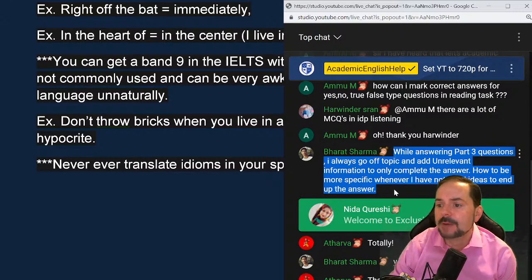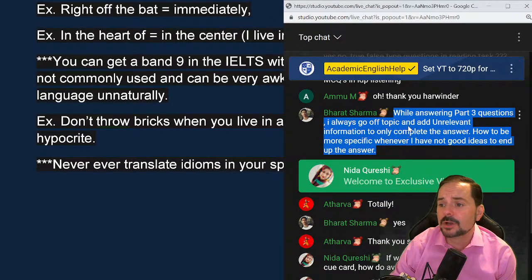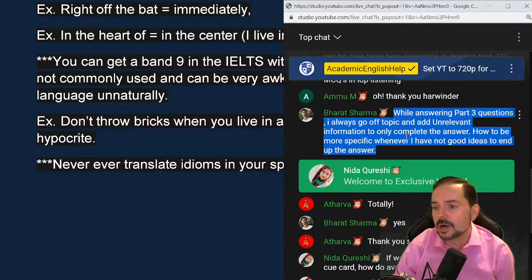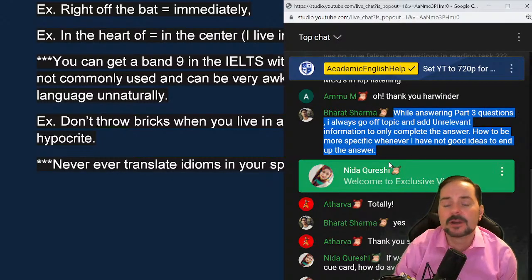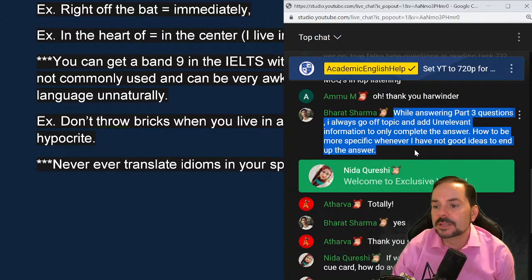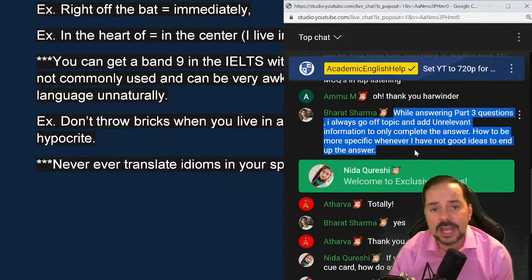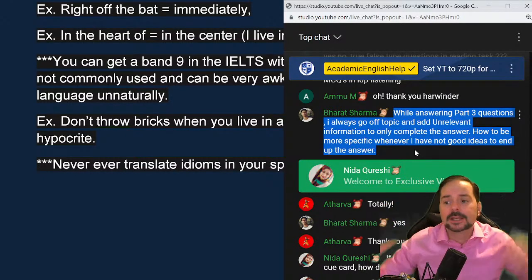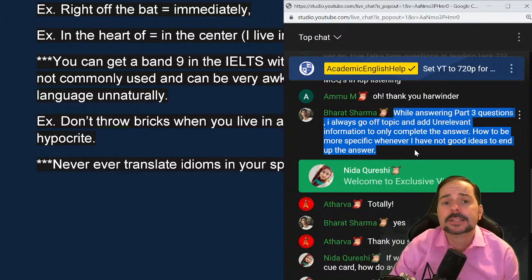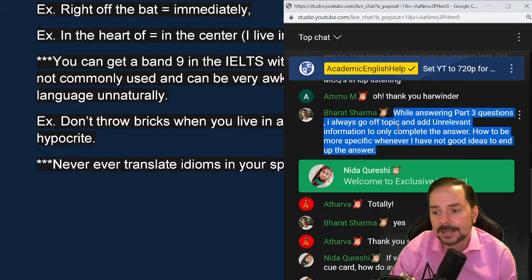Okay. Bakrat is asking, here we go. So Bakrat, right above my head. Bakrat's saying, while answering part 3 questions, I always go off topic and add irrelevant information to complete the answer. How to be more specific. Bakrat, it's not unrelevant, it's irrelevant. Visualize, Bakrat. Stay focused on the topic. Use connecting words like because, as a result, like, such as, and stay on topic, okay? So see what you're talking about. Visualize what you're talking about to help you stay on topic, all right?